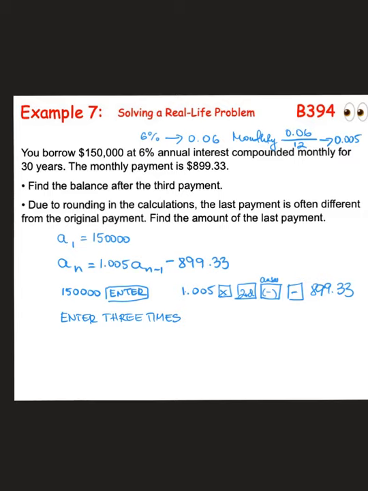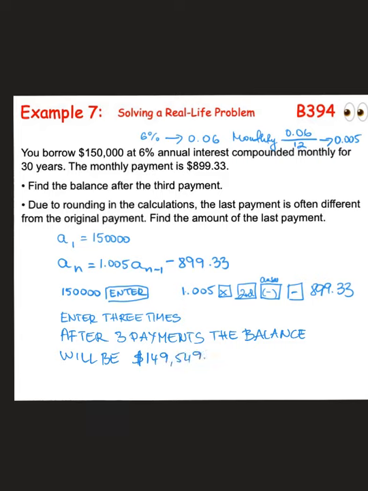So the balance after 3 payments will be $149,549.77.